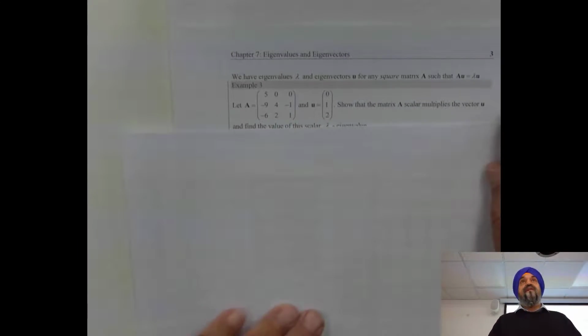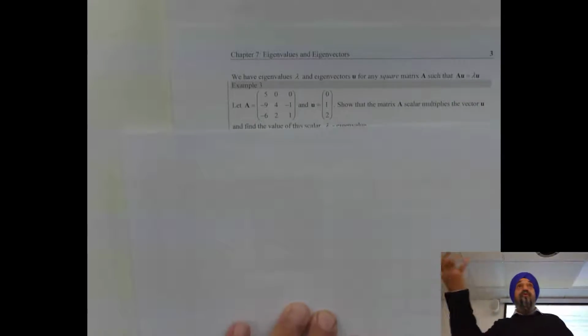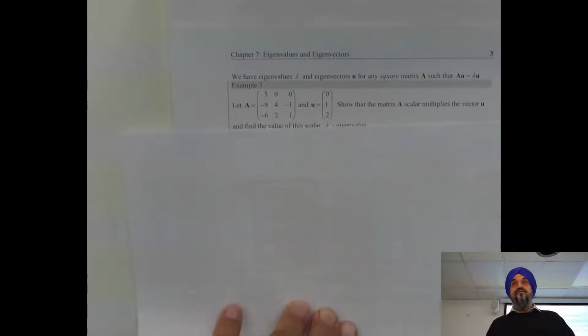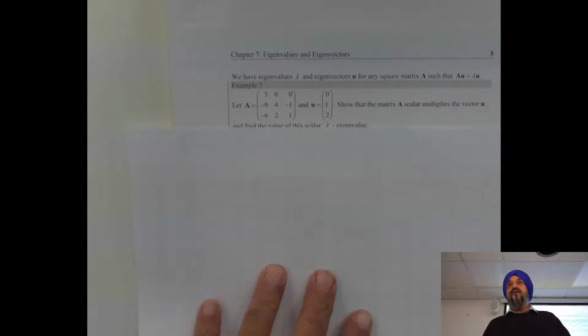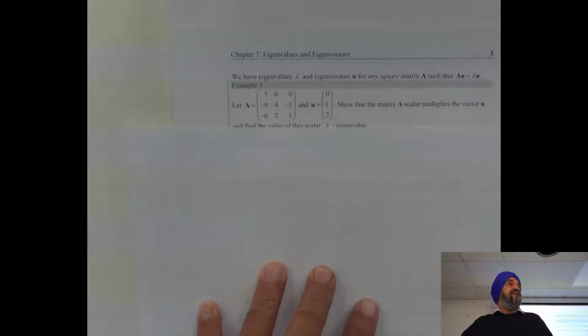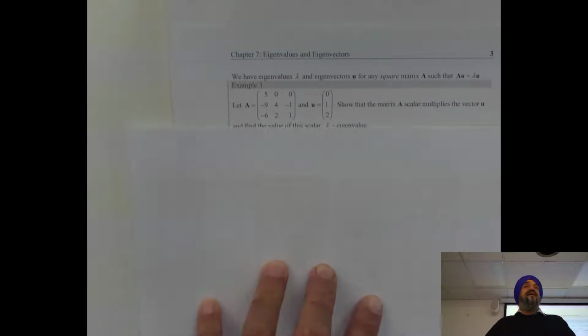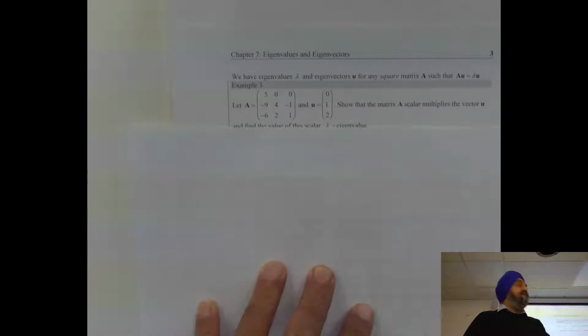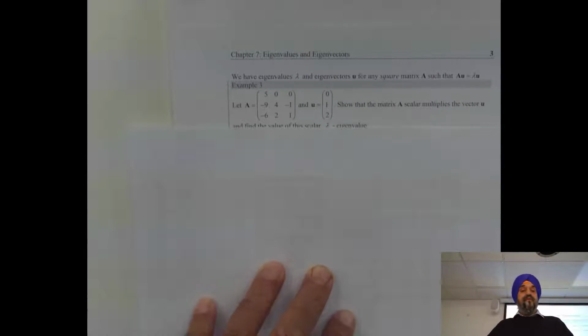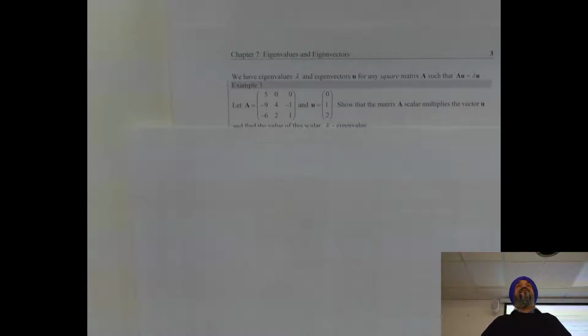Find the value. How much does it make it bigger or smaller? What does A do to U? We think if it's our eigenvalue, it's just going to scalar multiply it. How do we find how much it magnifies this vector? How would you do it? Nothing's changed. Just because it's 3 by 3 doesn't mean things have changed. Just tell me how you do it.